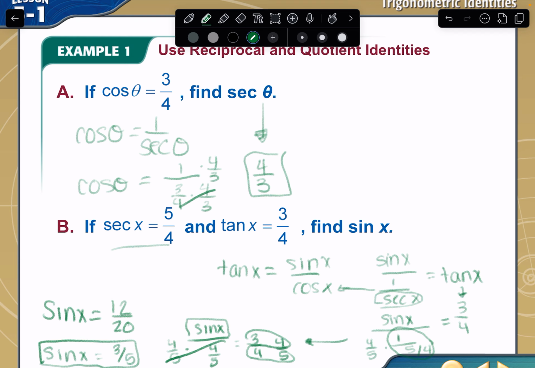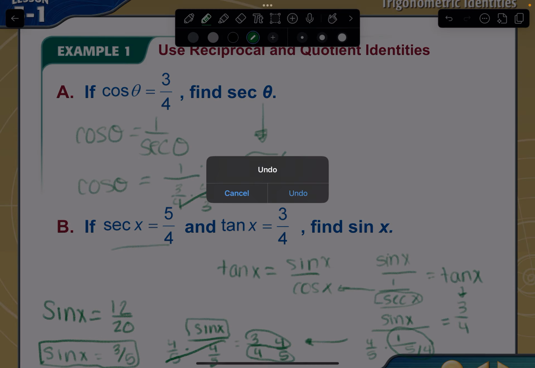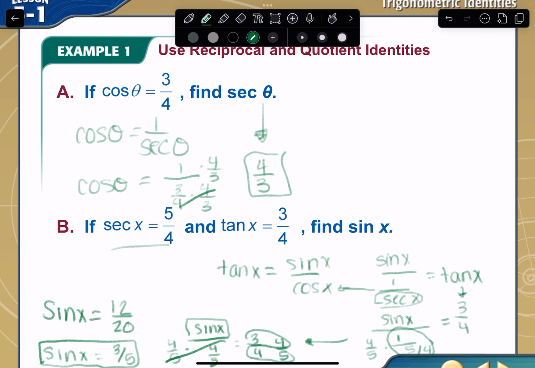Okay. So again, plugging in to your identities, knowing what is going to help you get to your final answer. Secant and tangent on themselves don't give me a sine, so I would need to be able to change them to be able to give me a sine and then have other things cancel out as I'm working.